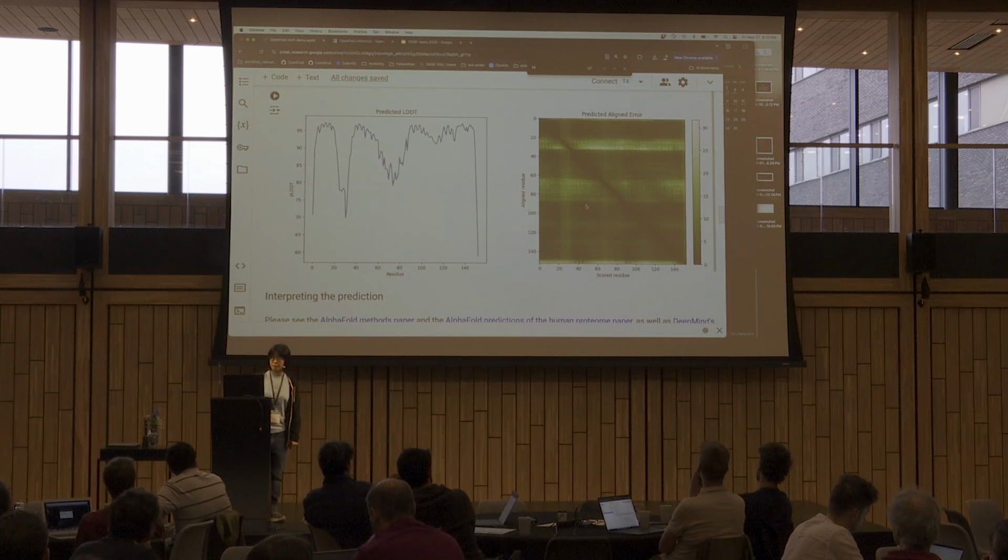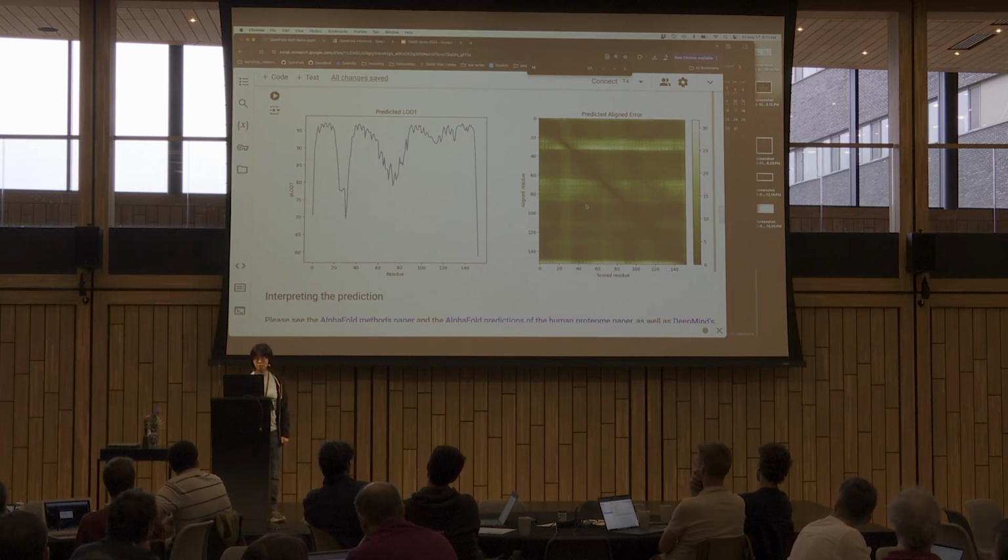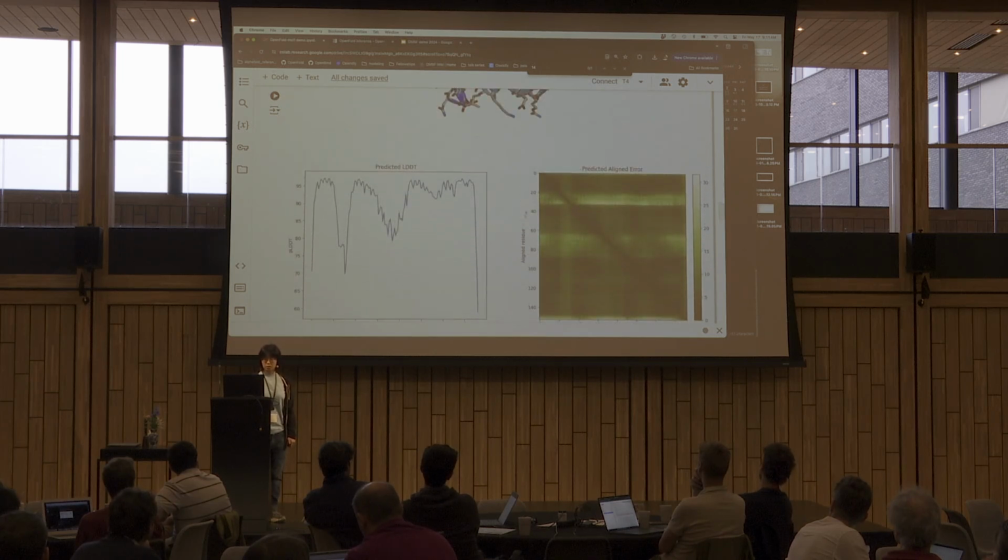This predicted aligned error is another way of looking at this loss. It has to do with the alignment, or the positions, between any two pairs of residues in the predicted structure. And here the darker green indicates that it's more confident, a higher accuracy prediction. I invite you to take a look at the notebook and insert your own favorite protein sequences and try to run it.